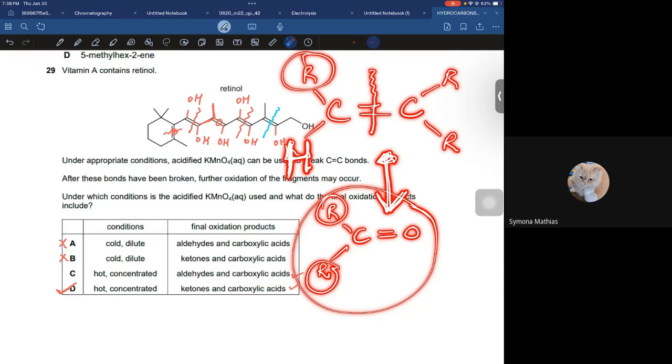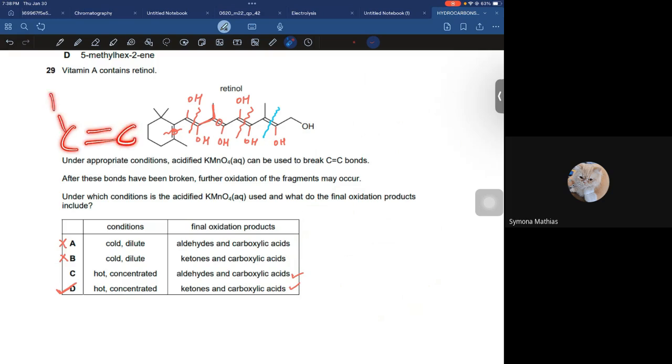And I told you, if you have this criterion, where two hydrogens are attached to the double bonded carbon atom, then finally the product would be CO2 and water. That's why option D is correct. So it needs a lot of practice, as I told you.